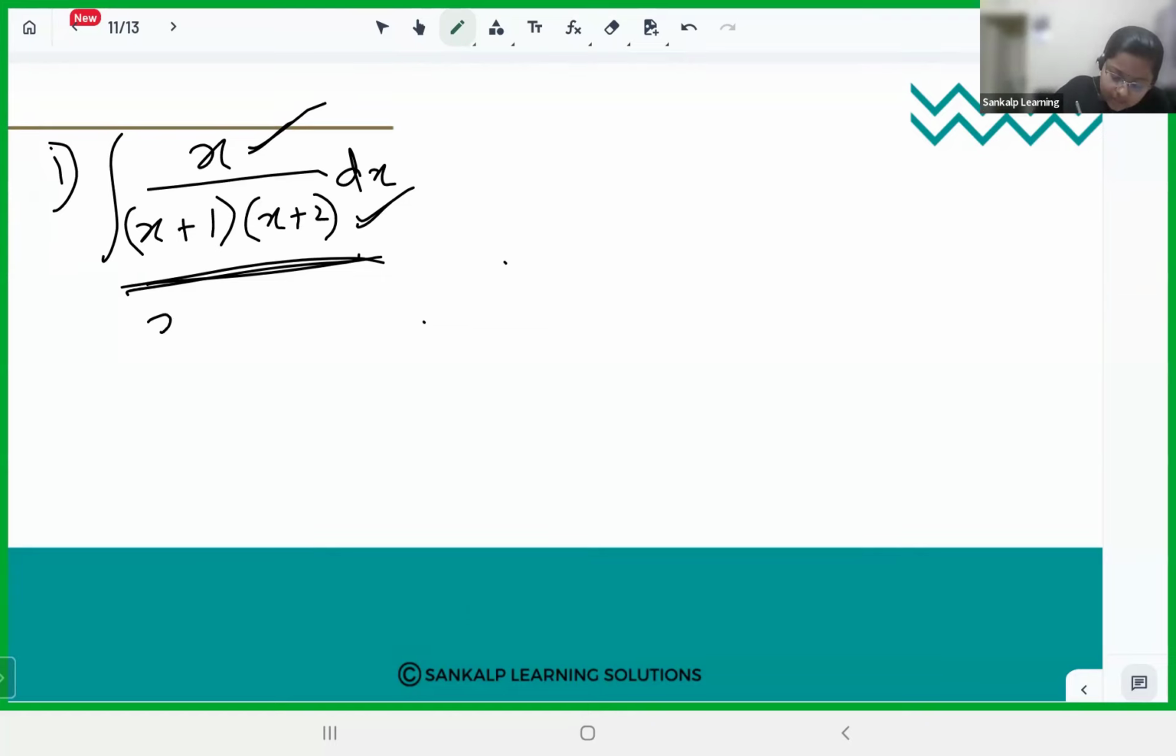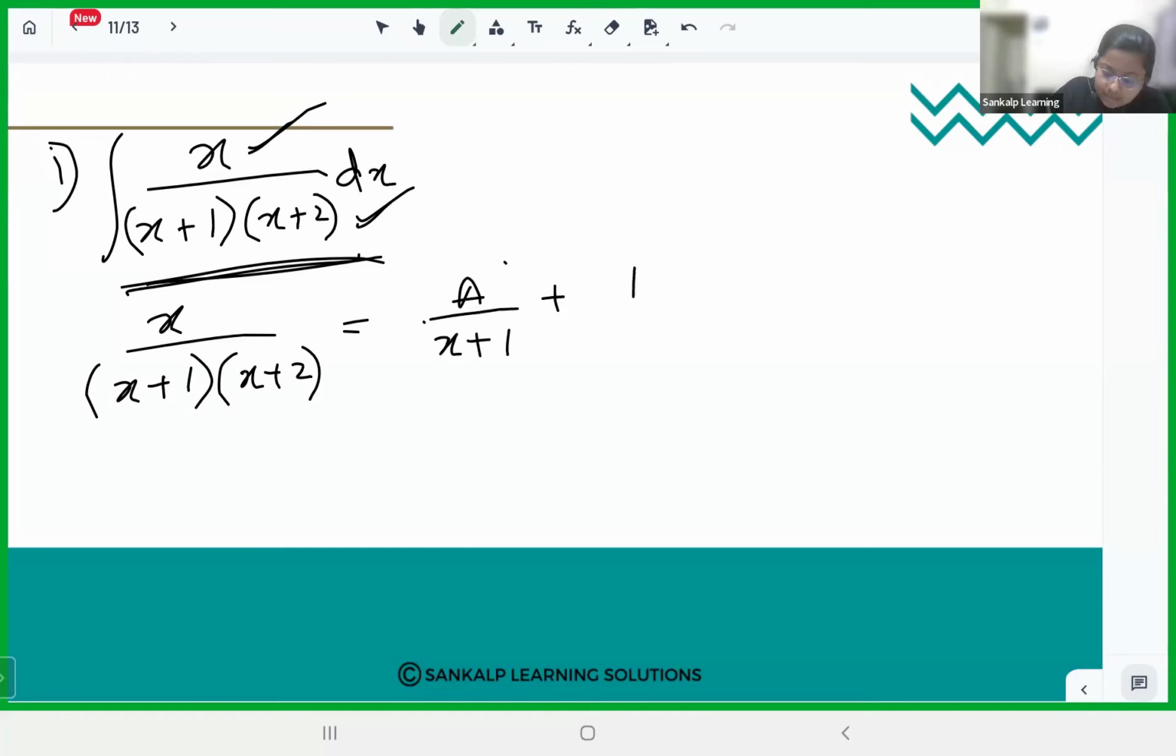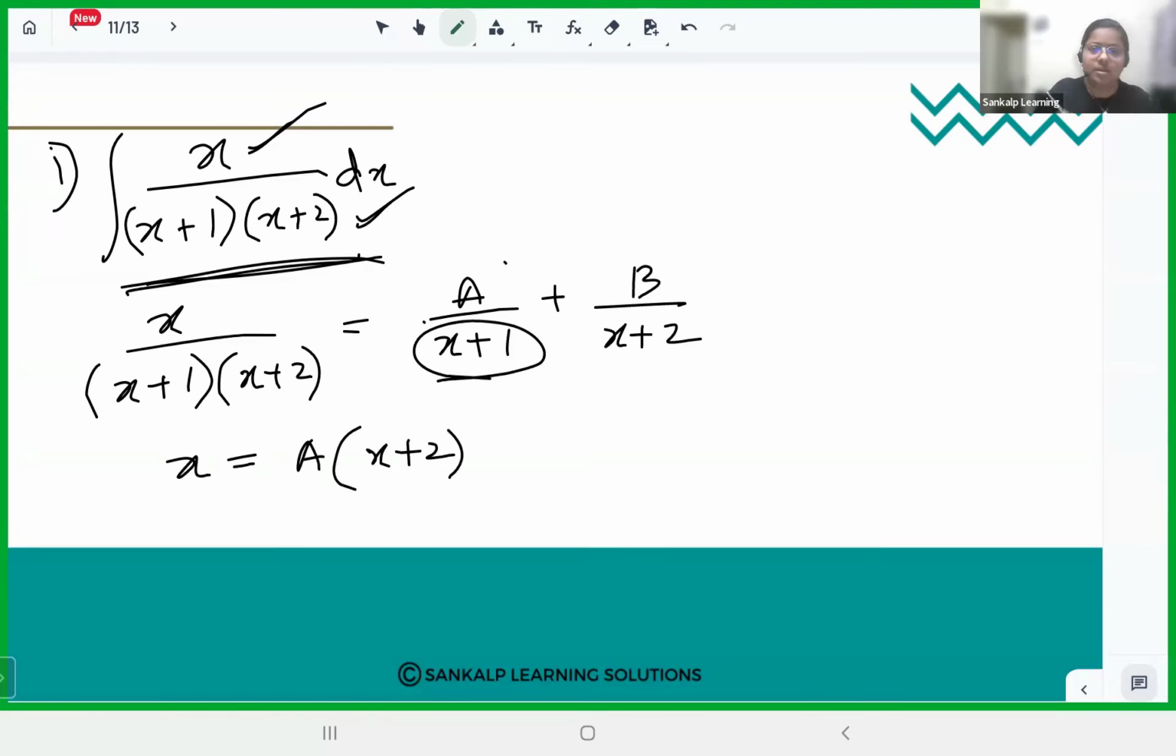So how will you split this one? X by x plus 1 into x plus 2. This can be written as a by x plus 1 plus b by x plus 2. All right. So from this, x is equal to a into x plus 2, the denominator which is not present below a, that is x plus 2, right? So a into x plus 2 plus b into x plus 1. This is how you write it.